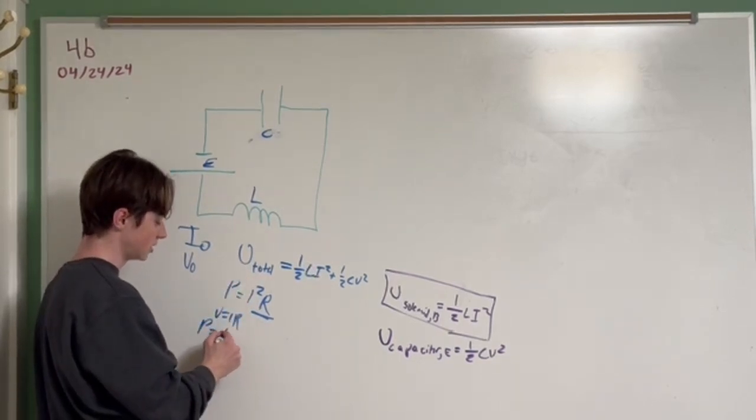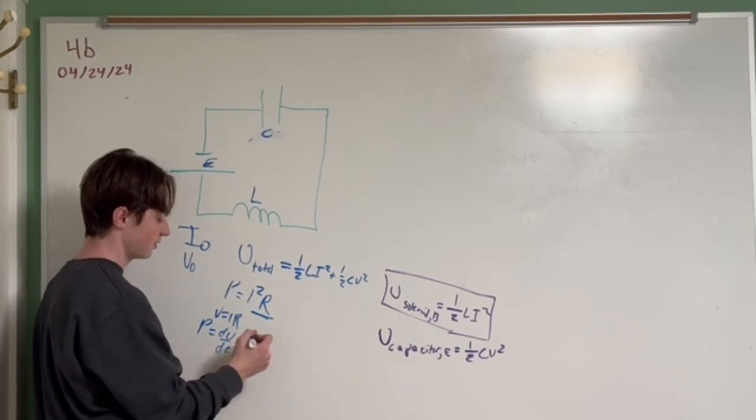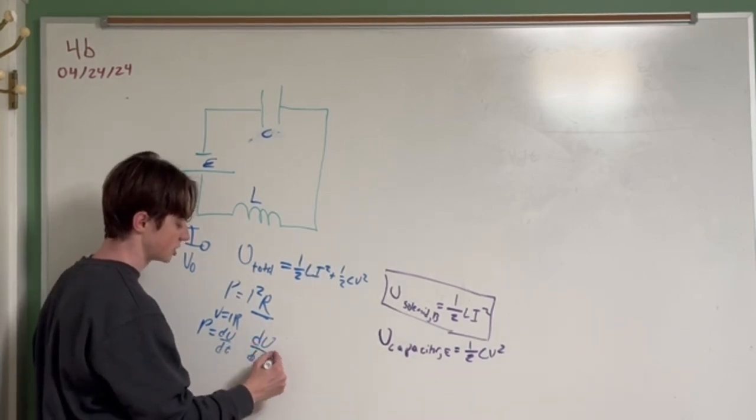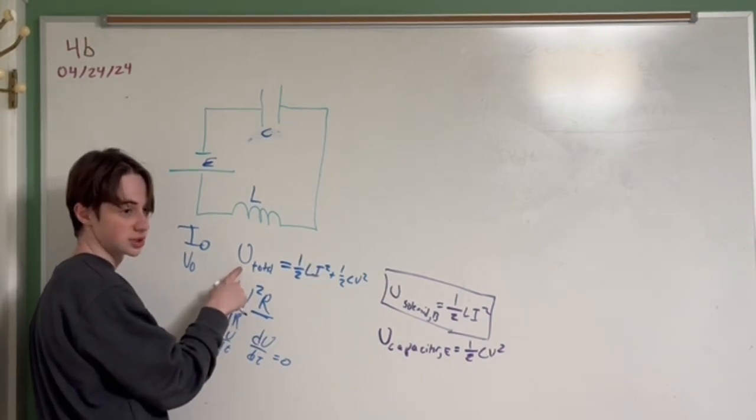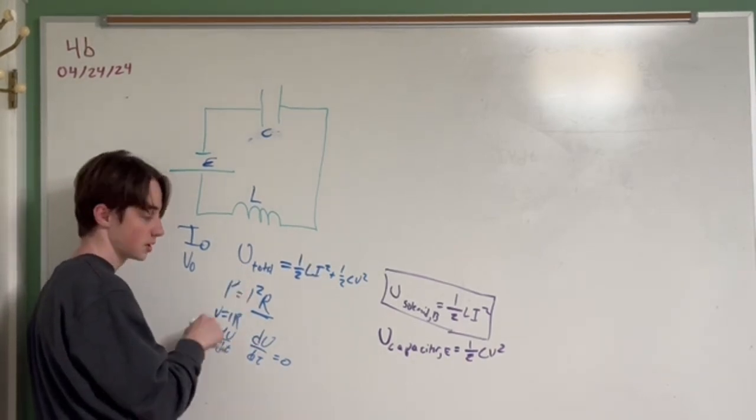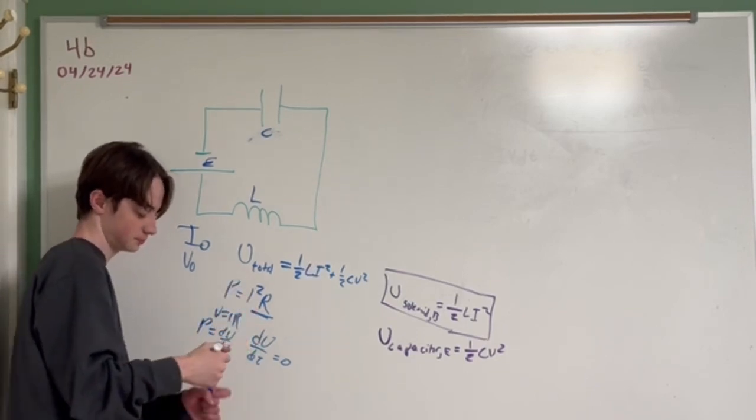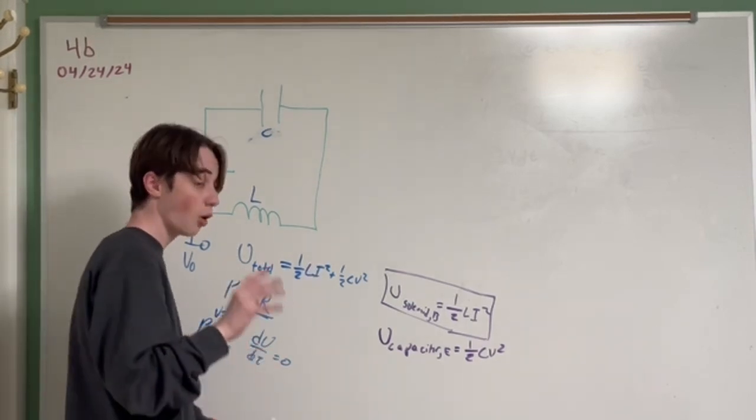P is equal to dU/dt. So the derivative of potential energy is equal to 0. That proves that the energy is staying conserved because there's no power. So all the energy is staying in the circuit.